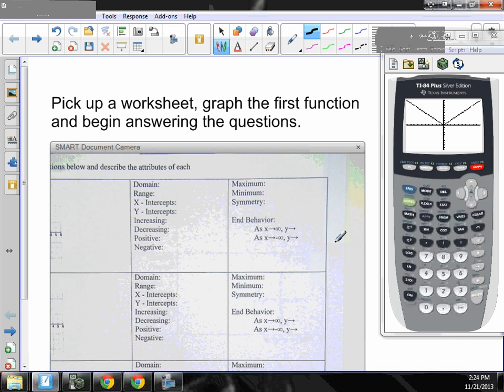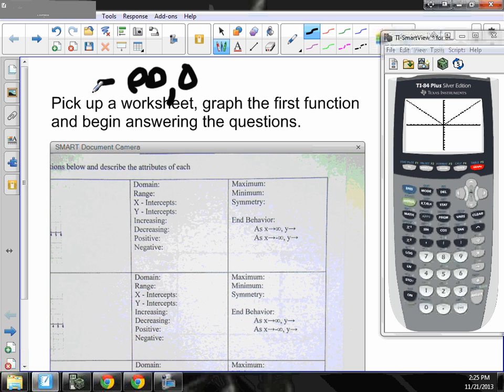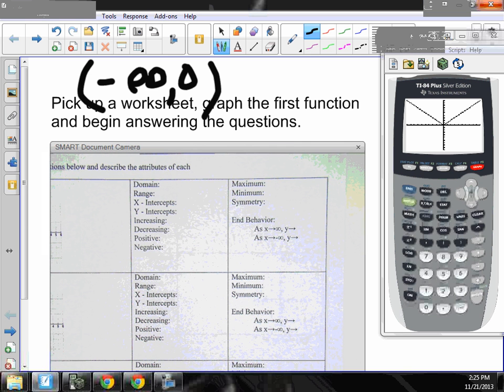Okay, decreasing from negative infinity to 0. Do I include either of those? Nope. Maximum, infinity. Minimum, no. What's the minimum value? 0. The range goes from 0 to infinity, so the minimum is 0. Symmetry. Yes, it has symmetry. Right down the middle.